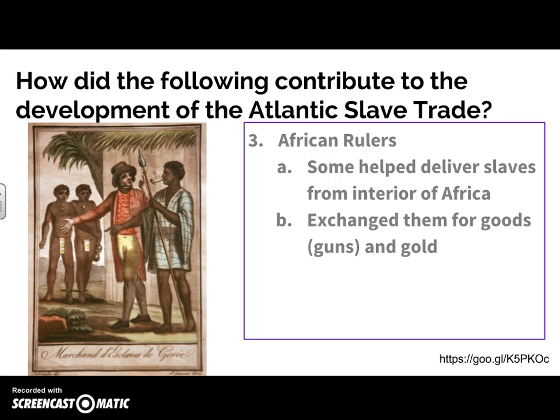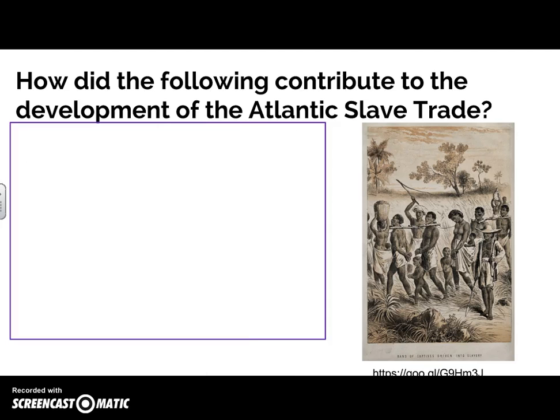The Europeans brought guns and other materials that they would trade, and also they would pay the African rulers in gold. So there was a real incentive offered by the Europeans for the African rulers to contribute to the Atlantic slave trade. The last group we're going to talk about are African merchants.